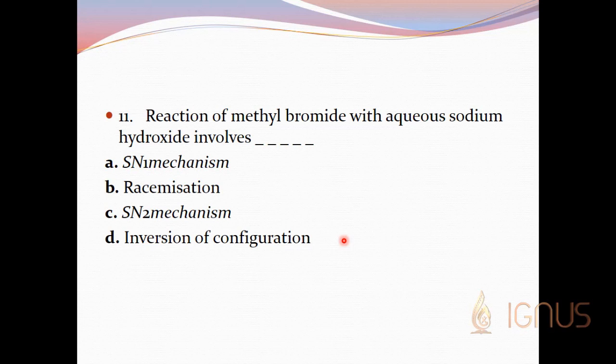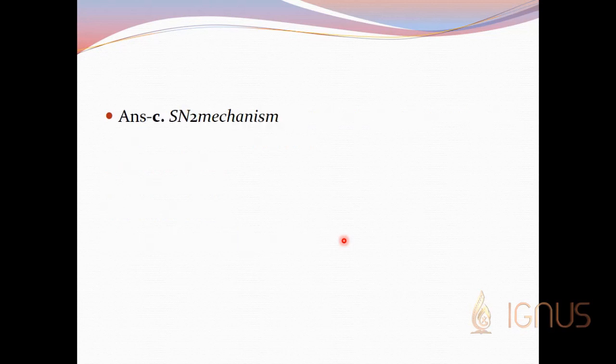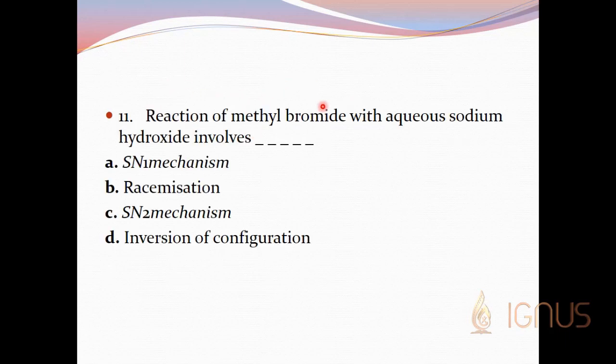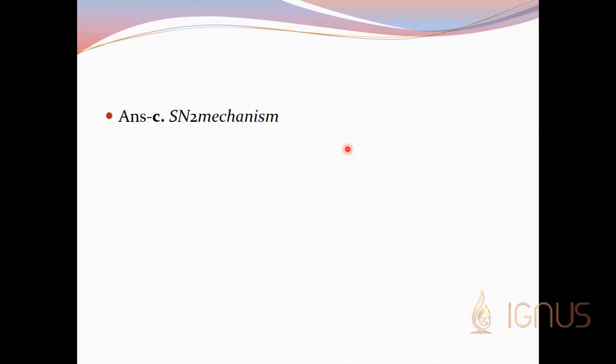Let us discuss the solution for this question. It is an SN2 mechanism. Since methyl bromide is a primary alkyl halide, it will undergo reaction with sodium hydroxide by SN2 mechanism.